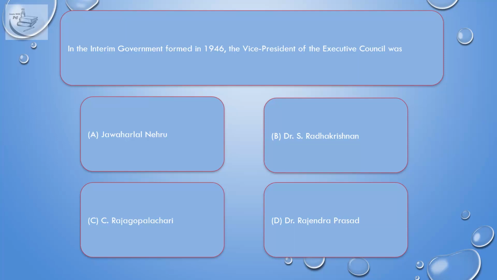Question: in the interim government formed in 1946, the Vice President of the Executive Council was A. Jawaharlal Nehru, B. Dr. S. Radhakrishnan, C. Rajagopalachari, D. Dr. Rajendra Prasad. Correct answer is A. Jawaharlal Nehru.